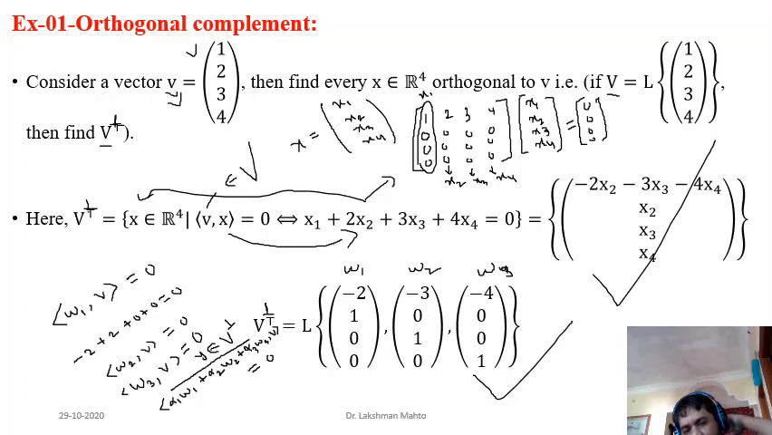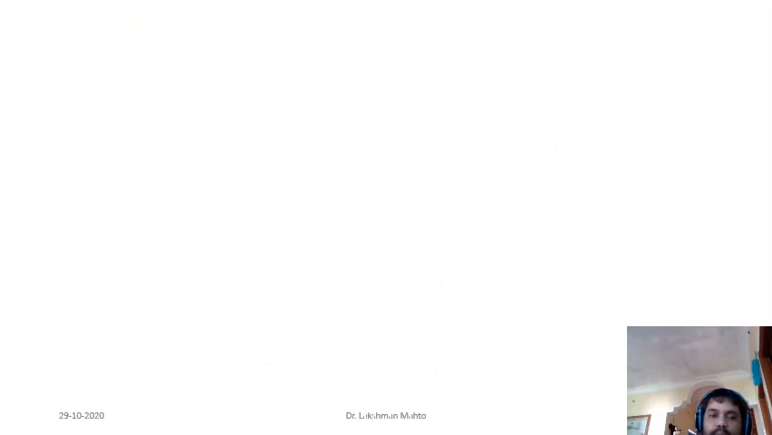We are taking any general element and finding its dot product with v, which happens to be 0. So simply it signifies our result: every vector from v perp is orthogonal to v. So that is the job done. Similarly, I would like to solve one more problem.